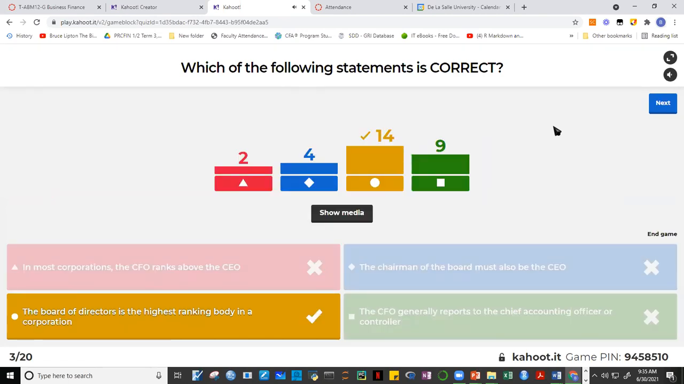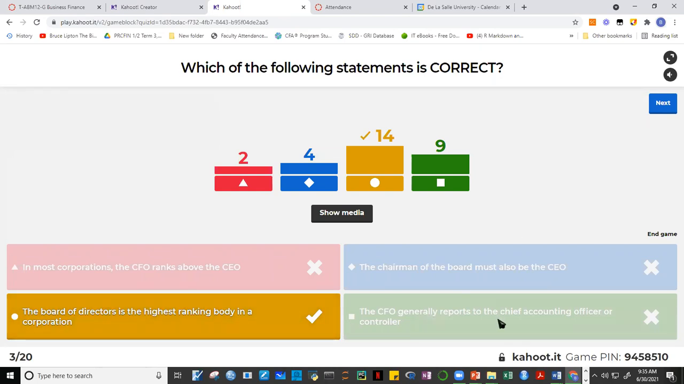Okay, so 14 of you got it. Congratulations. Okay, so in most corporations, the CFO does not rank above the CEO. Usually it's the CEO, the Chief Executive Officer, who has the highest position in the organization, okay? But the body that is highest ranking in any corporation is the board of directors. And the CFO, the CEO, and the rest of the executive officers report to the board of directors.